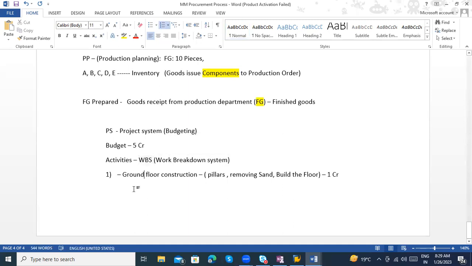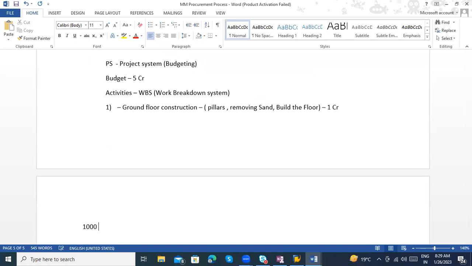Whenever we buy a product, suppose I'm buying bricks. For a ground floor I need 1,000 bricks, let's say. I calculate these 1,000 bricks into this WBS. When purchasing them, I mention that we are buying for this WBS element, and the cost will be 10 lakhs rupees. These are heavy bricks I'm talking about, not small bricks.